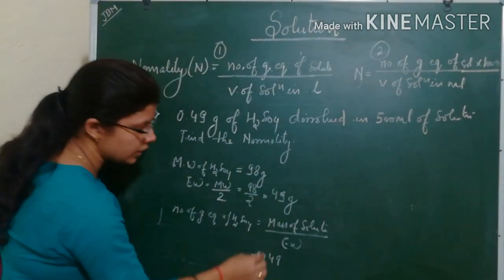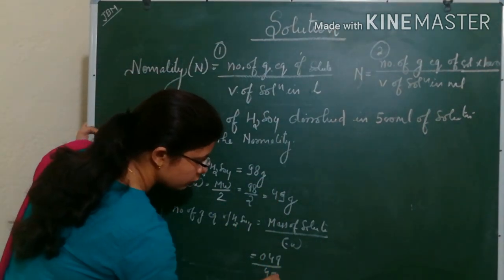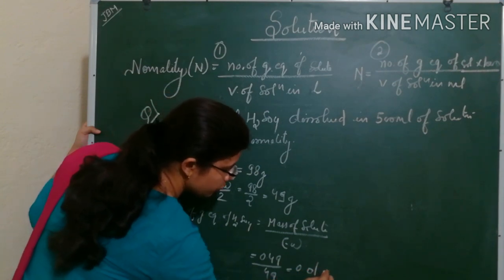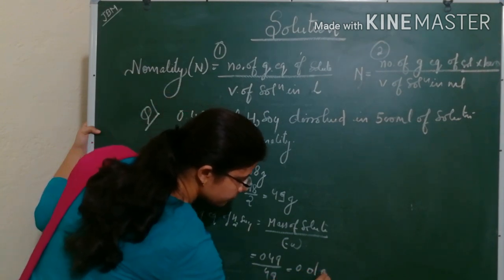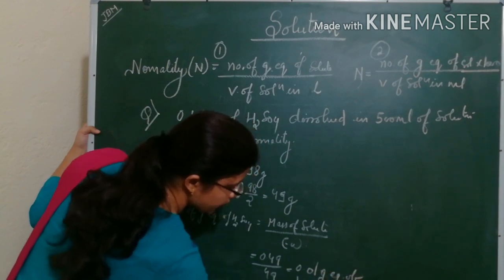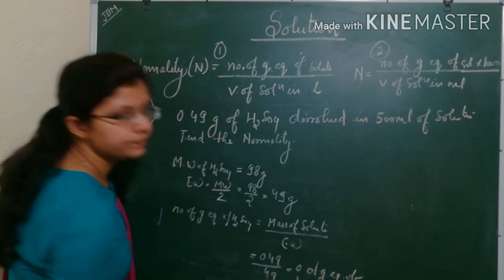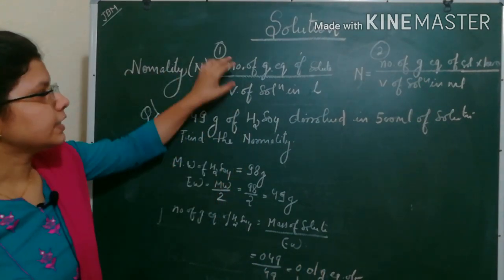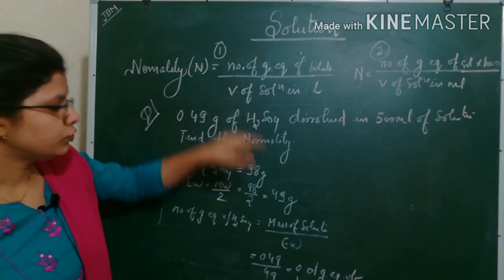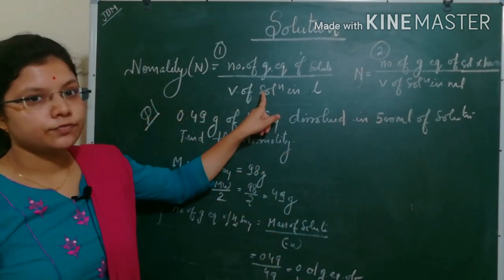49 gram is the equivalent weight. If you calculate this, then you will get 0.01 gram equivalent of H2SO4. So you will get this value. Now to calculate the normality, you will put this value in this formula.